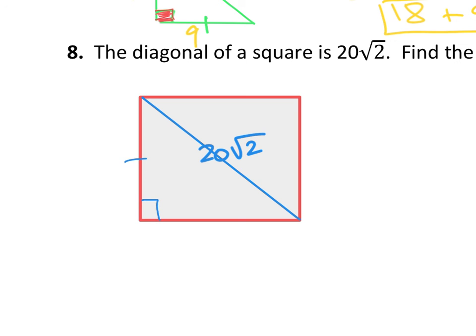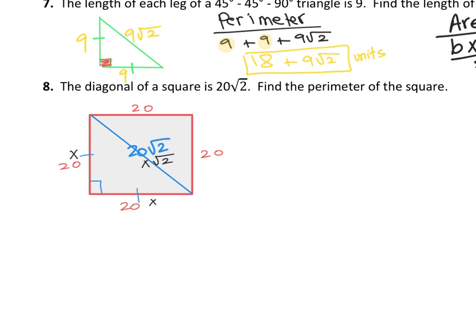So this is going to be 90. The legs are going to be equal to each other. So I can use the pattern x, x, x root 2. So if the hypotenuse of this right triangle is 20 root 2, then the legs are going to be 20 each. And because this is a square, then all the sides are going to be congruent, all four sides. So if I want to find the perimeter of the square, that's going to be 20 plus 20 plus 20 plus 20, or 20 times 4, which is 80 units.